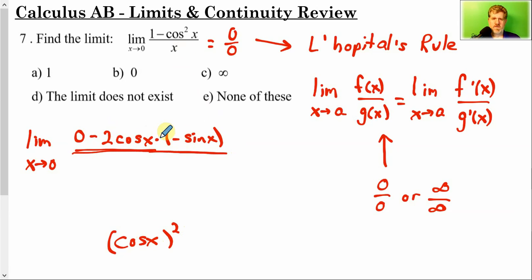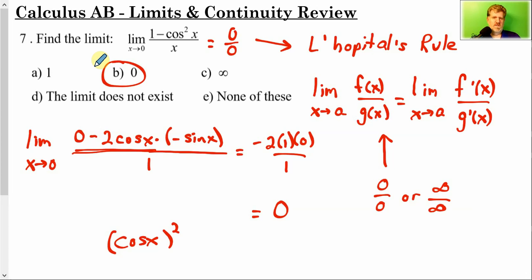And what's the derivative of x? 1. Well, we've eliminated the danger. We're not going to have 0 on the bottom anymore. That's good. Now let's plug in 0 and see what we get. What's the cosine of 0? Oh, it's 1. But what's the sine of 0? It's 0. So the top, 0 times 1 times negative 2, is 0.